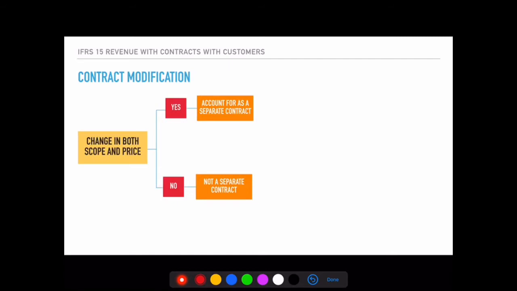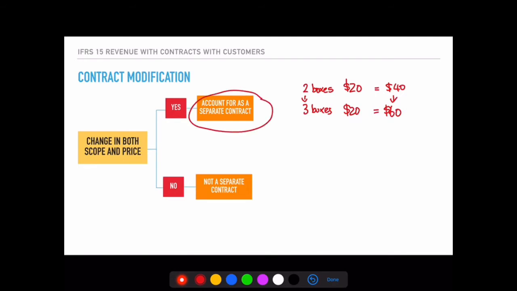However, what if there is a change in the contract? It might be a change in the scope or the price or both. For instance, if you have a contract with a business to supply 2 boxes of printer paper every month for a year, and each box costs $20. But halfway through the year, they want 3 boxes delivered instead. So now every month you're supplying 3 boxes instead of 2. So the scope is modified. And you're receiving $60 per month instead of $40. So the price of the contract also changed. In this case, you have to account for a separate contract.